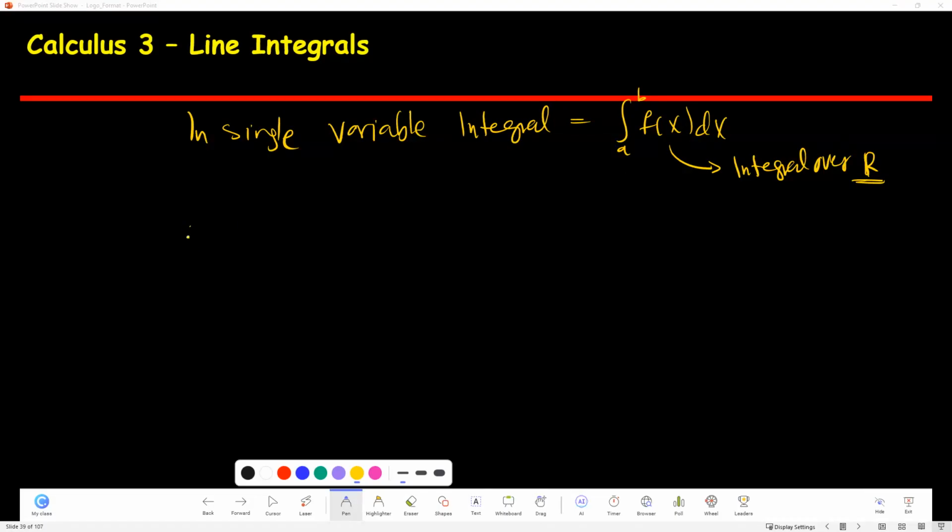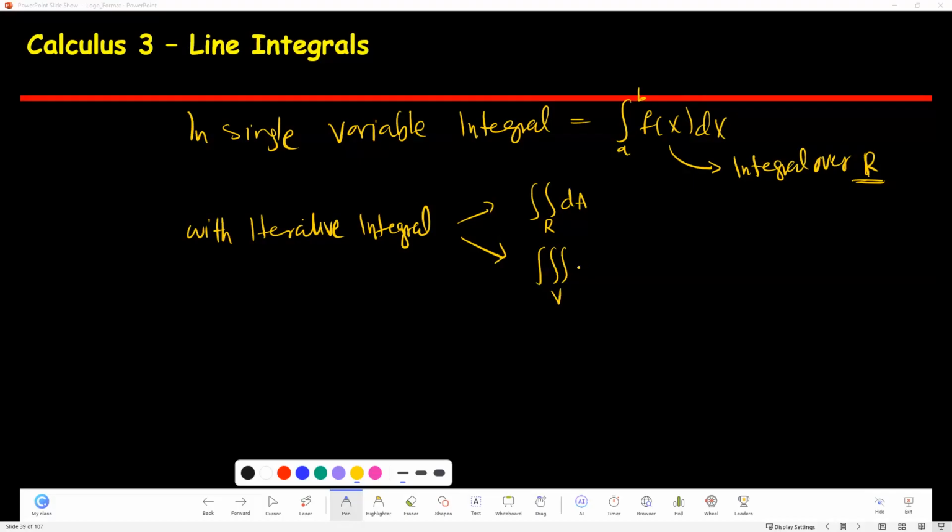With iterative integral, we just write a little bit differently. We're writing two different ways. First we start writing like this, A or R with dA. We also start writing with triple integral with V and dV. Sometimes we're writing D, sometimes we're writing D. Right? Here we have R, here we have a D.